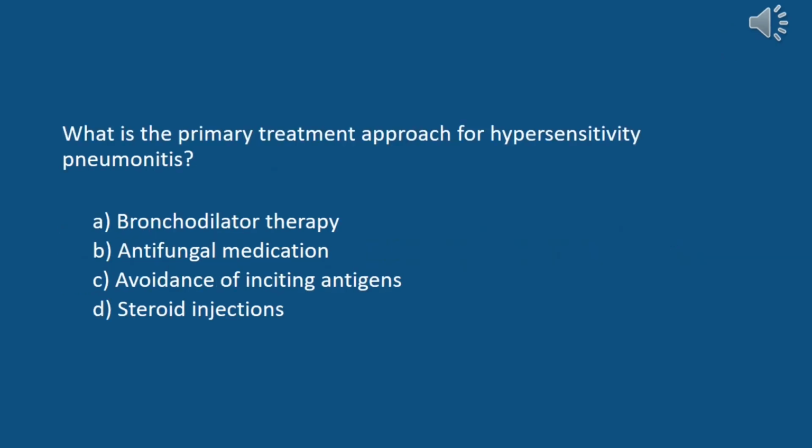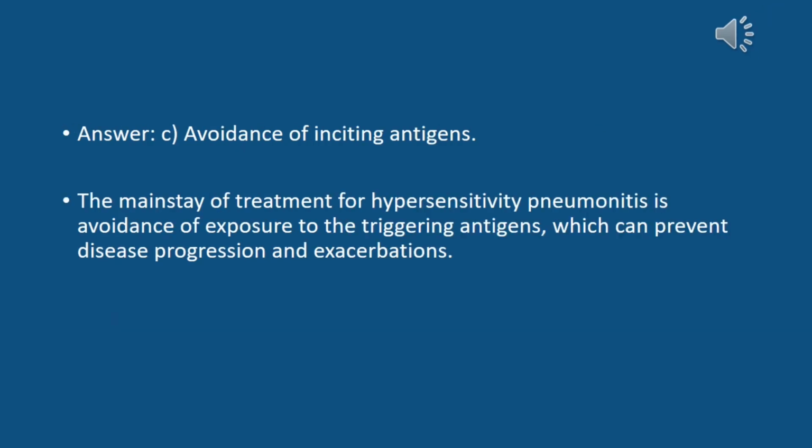What is the primary treatment approach for hypersensitivity pneumonitis? A. Bronchodilator therapy. B. Antifungal medication. C. Avoidance of inciting antigens. D. Steroid injections. Answer: C. Avoidance of inciting antigens. The mainstay of treatment for hypersensitivity pneumonitis is avoidance of exposure to the triggering antigens, which can prevent disease progression and exacerbations.